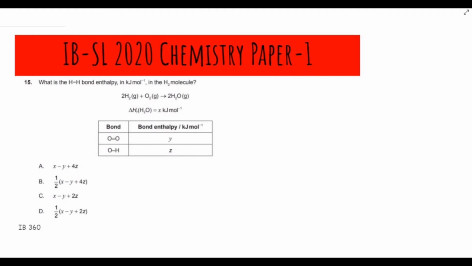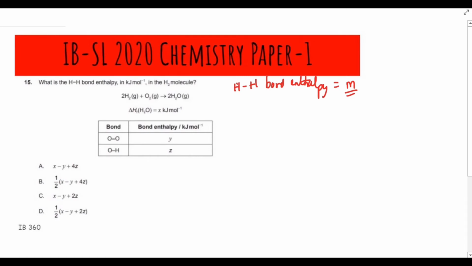So let's move on to question 15. In this question, we need to find out the H-H bond enthalpy in the H2 molecule. So let's assume that the H-H bond enthalpy is, let's say, M. We need to find out M using the bond enthalpies, and also we are given the enthalpy of formation of H2O.